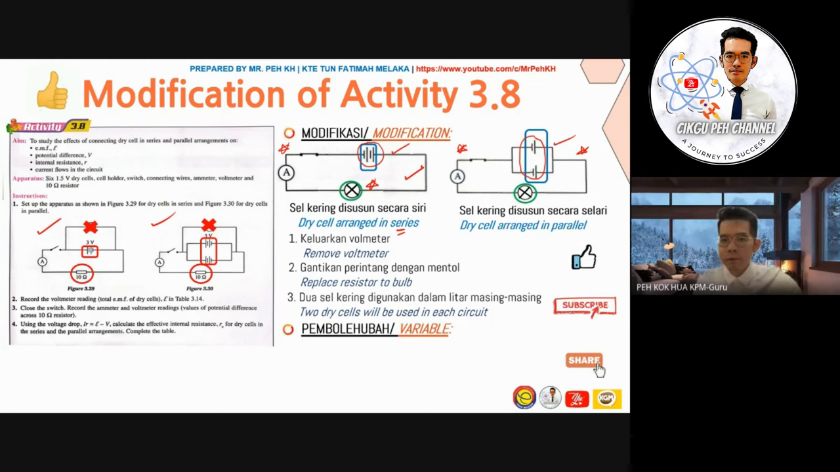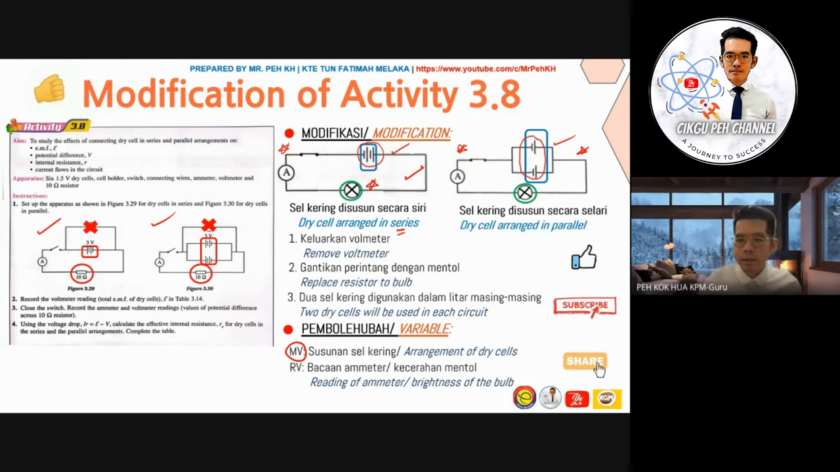Before we start the experiment, we actually need to know what the variables are. Firstly, the arrangement of the dry cells will be the manipulated variable for this activity. Second, there will be the responding variable, where we want to measure the ammeter reading for different types of circuit, and we want to observe the brightness of the bulb. So we want to see which arrangement of the dry cells gives a brighter bulb.